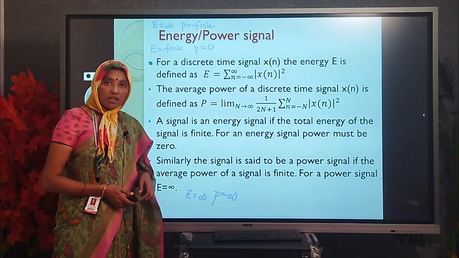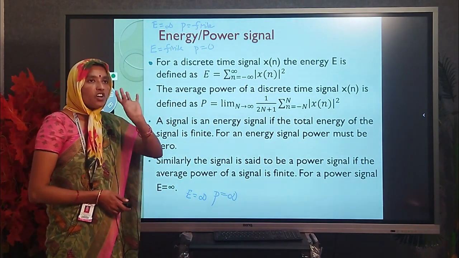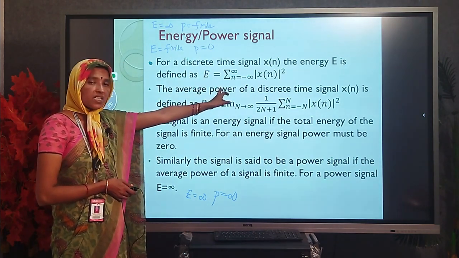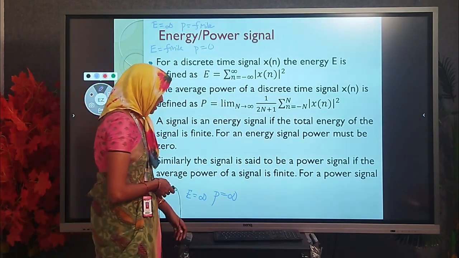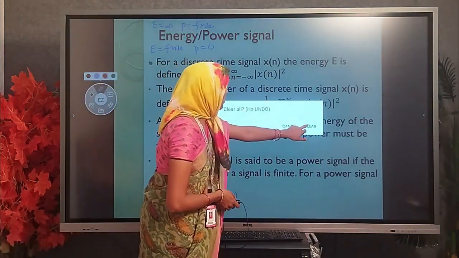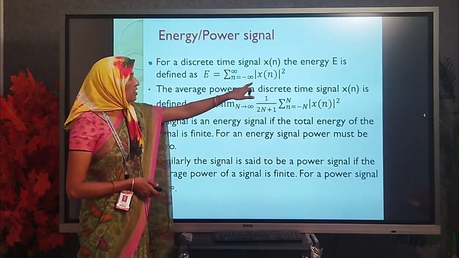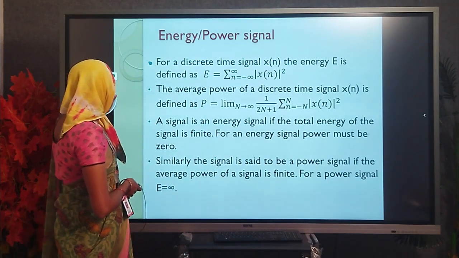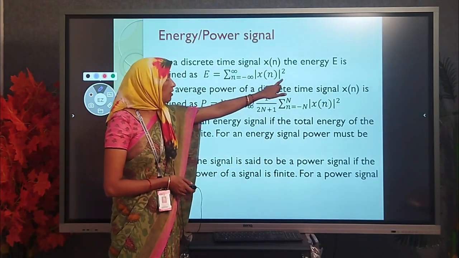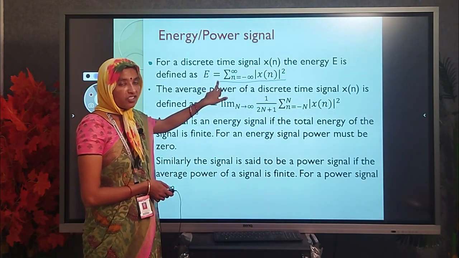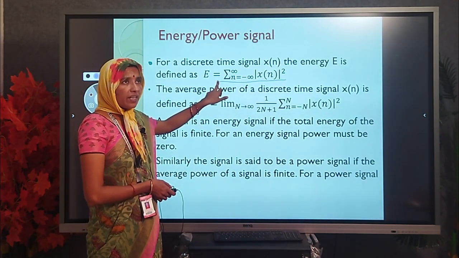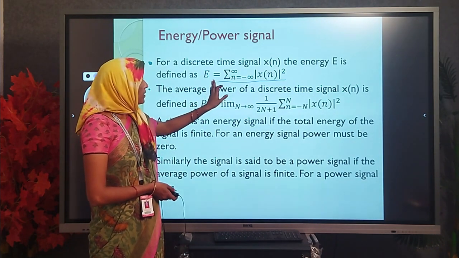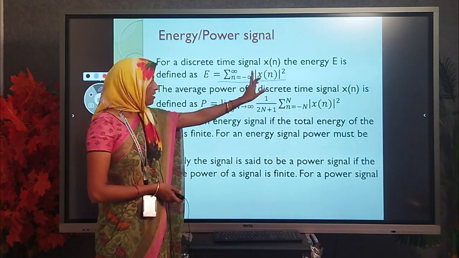So to check whether the signal is an energy or power signal, simply you can find its energy as well as power. How to calculate the energy of the given signal? Energy of the signal is given by summation of n equal to minus infinity to infinity of modulus of x of n whole square. This is the general formula for energy. Energy is nothing but the ability to do some work. Power is nothing but energy divided by time period. So by using this formula you can find the energy.